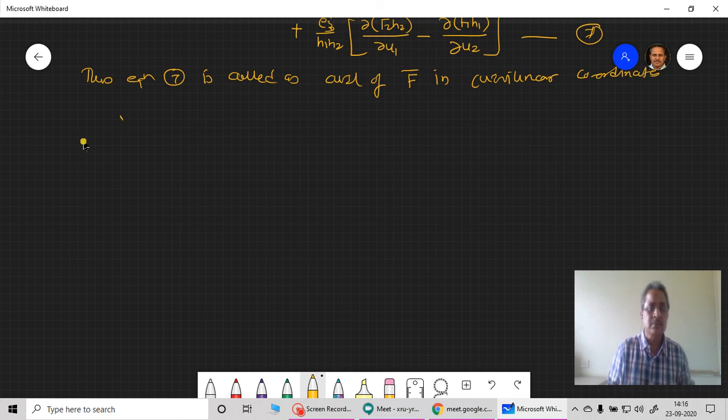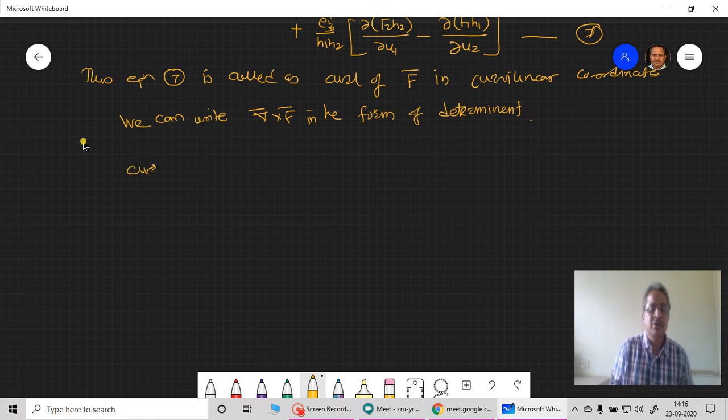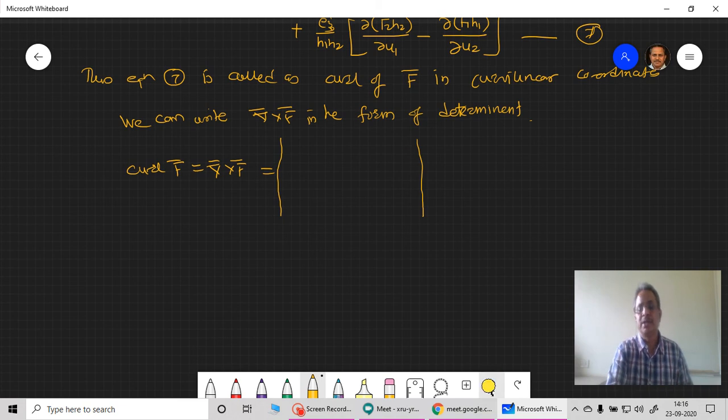So we can write del bar cross f bar in the form of determinant. How? In the last year you have done this. Curl f bar, which is del bar cross f bar, is given by simply taking this determinant. Before that, we have to write this h1 h2 h3 outside of it.